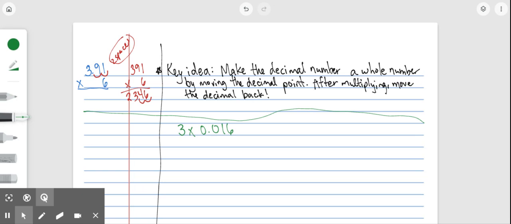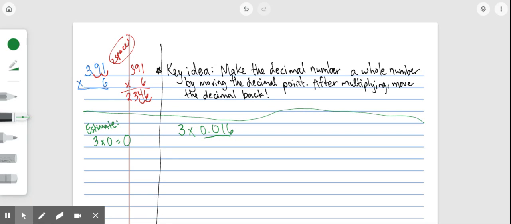All right, 3 times 0.016, or 3 times 16 thousandths. 16 thousandths is a really small number, so if I'm going to estimate this, I'm actually going to estimate it as 3 the whole number times 0, because this number, 0 and 16 thousandths, is really close to 0. So I know anything times 0 is just going to be 0. So I know my answer should be really close to 0. So it should be like 0.1 or 0.0 something, okay?